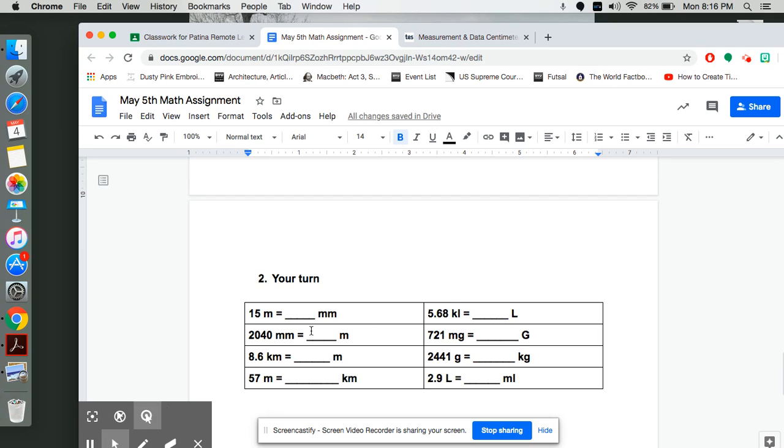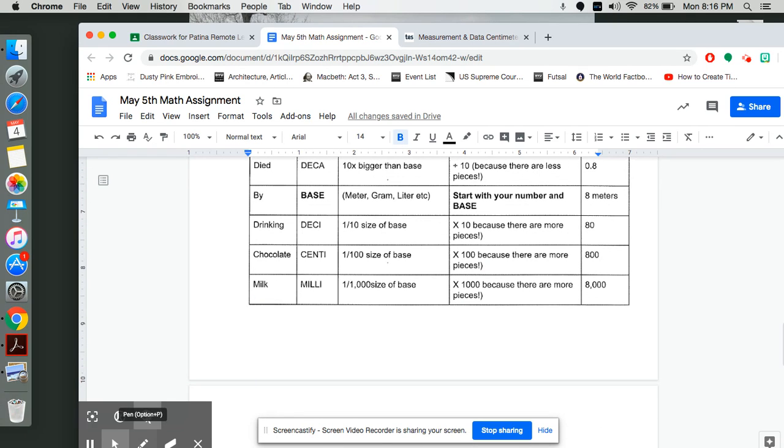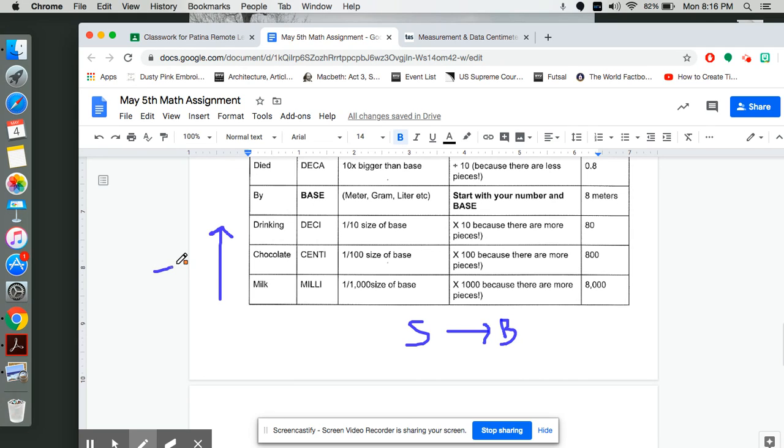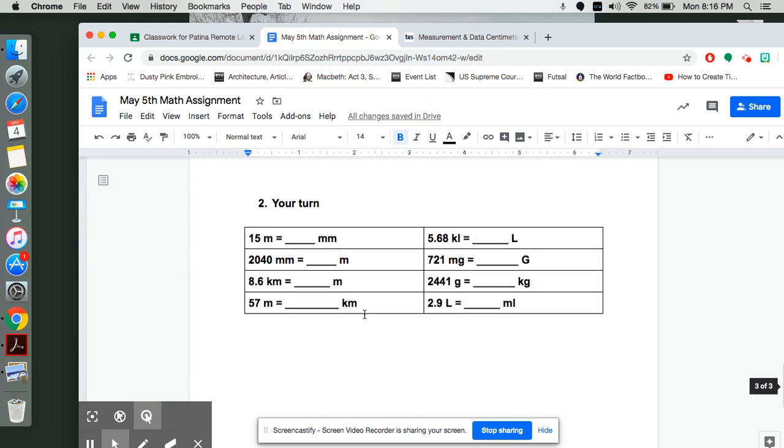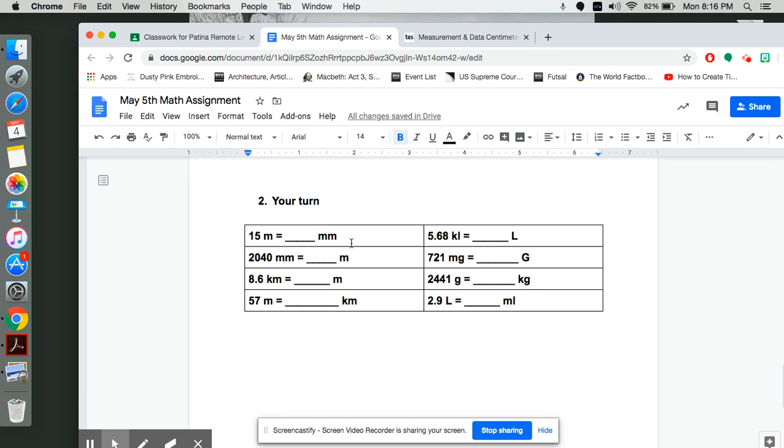Okay, and the next thing I'm going to do is I am going from millimeters to meters. So I'm now going from small to big. So if I'm going from small to big, I'm going up the ladder. I'm going to be doing the opposite of what I just did, and the opposite of multiplication is division. So scrolling down here, instead of multiplying by 1,000 like I did here, I'm going to be dividing by 1,000. If I don't know how to divide by 1,000, I can also move my decimal 3 places to the left.